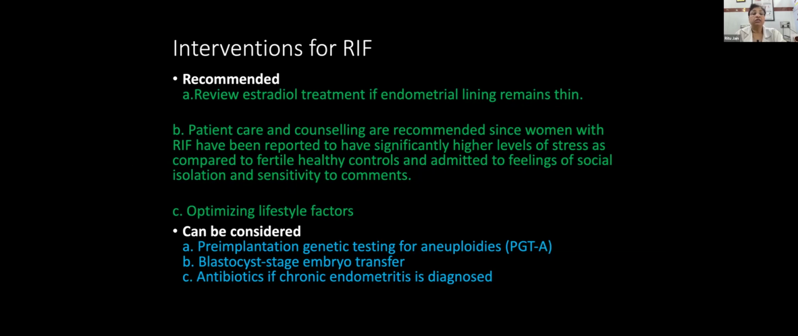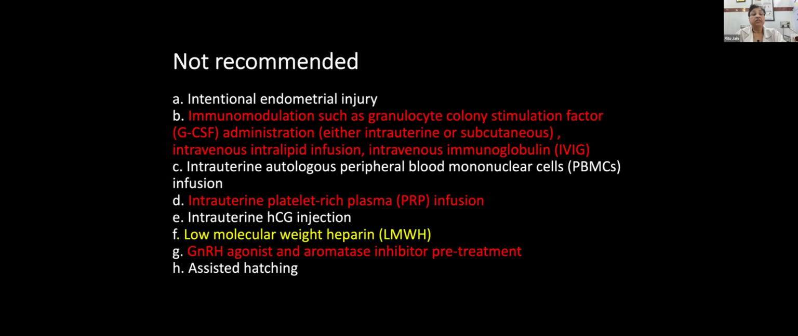Patient care and counseling is important because stress is such an important factor. Stress itself can lead to implantation failure in 20 to 30%, and it is imperative and very important to optimize lifestyle factors. Well, PGT-A, blastocyst culture, and antibiotics if there is chronic endometritis can be considered. In fact, they are always considered.